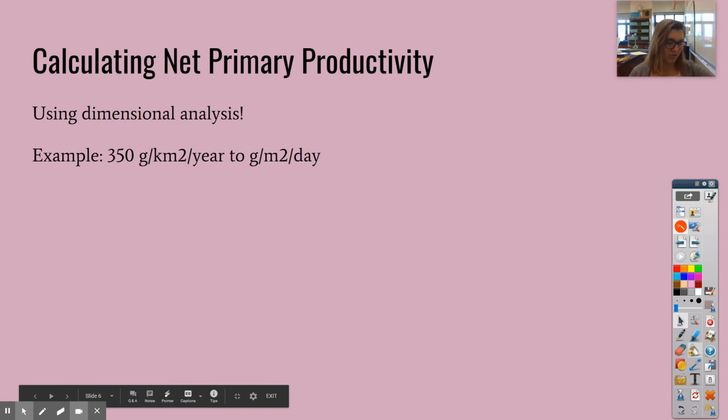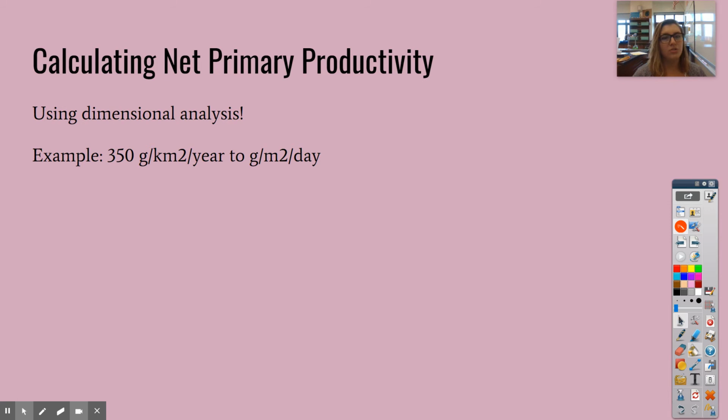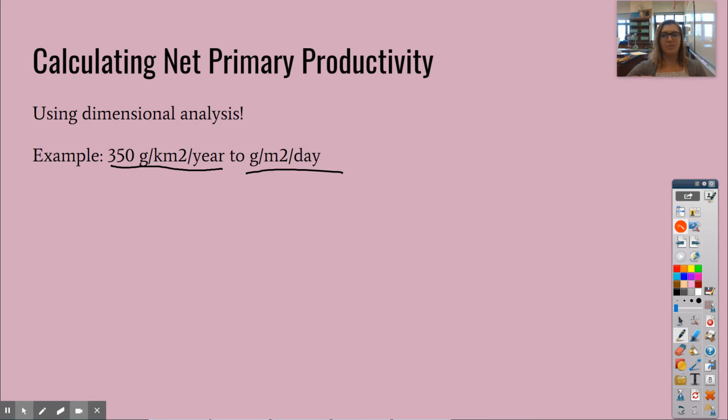Using dimensional analysis, I want you to calculate the net primary productivity. So I want you to turn 350 grams per kilometer squared per year into grams per meter squared per day. All right, so take a second, try it, pause your video. I'm not asking you to answer anything in the comments, just pause, see if you can do it. That way you can check your work with me.